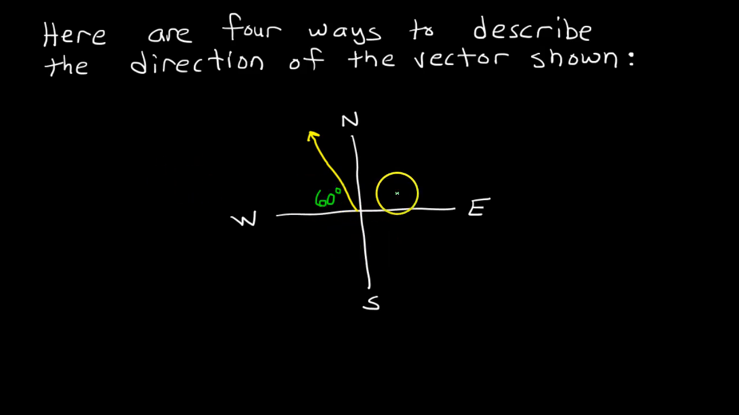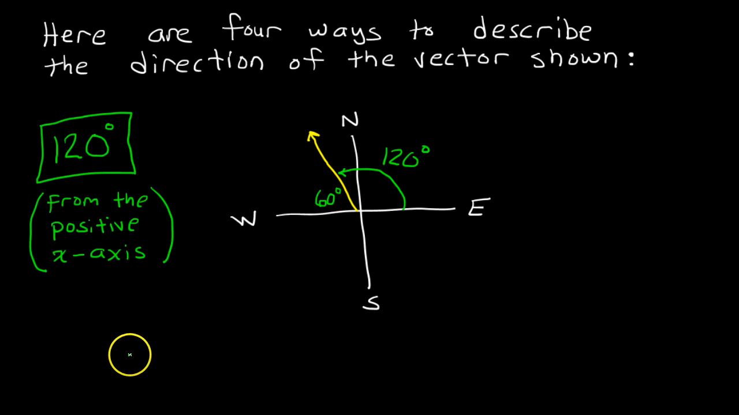The first way is we can talk about the direction as being measured from due east, measuring from the positive x-axis. So looking at this 60-degree reference angle, that means from the positive x-axis, from due east, we are looking at 120 degrees. So that's it. The first way of describing vector direction would just be to call it 120 degrees. And we got that from the positive x-axis.